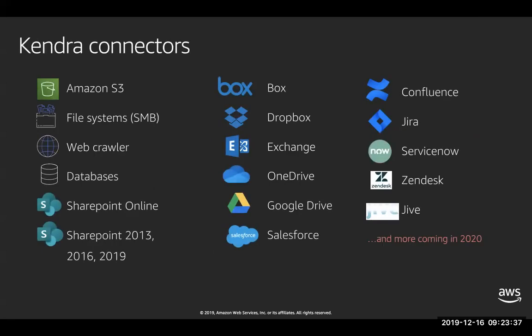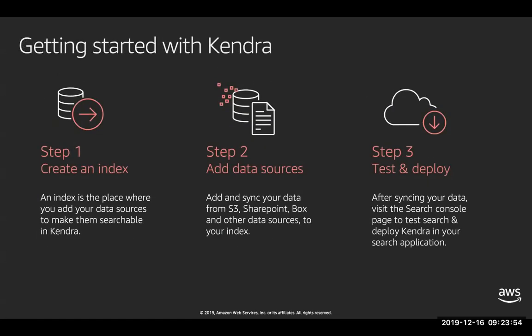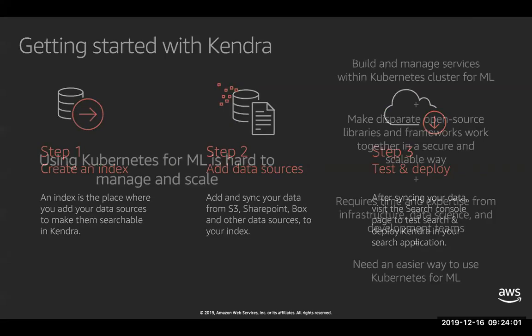So yeah, obviously you can search across things like S3, SharePoint, Google Drive, Salesforce, and then lots more coming soon: Dropbox, Box, Microsoft Exchange. So think of it like one common enterprise search tool. Just like any search, you would first create the index, then add data sources, test it, deploy it.